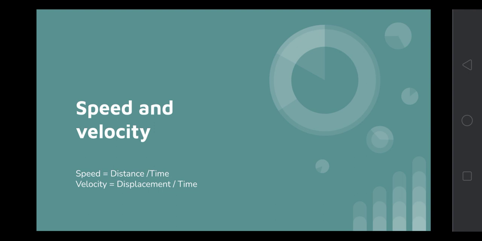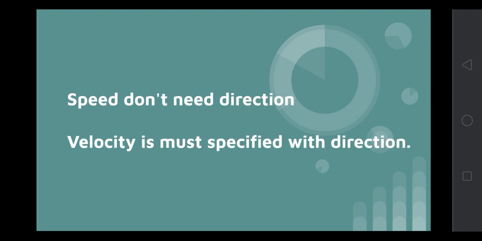We have to define another two terms here: scalar and vector quantity. We will need a further video for defining these things. For now, simply take velocity as a vector quantity. It needs direction to be defined. Speed doesn't need direction, and velocity must be specified with direction. If you are given a question about speed, you don't need direction to answer it. But when velocity is given, you need direction to answer the question.